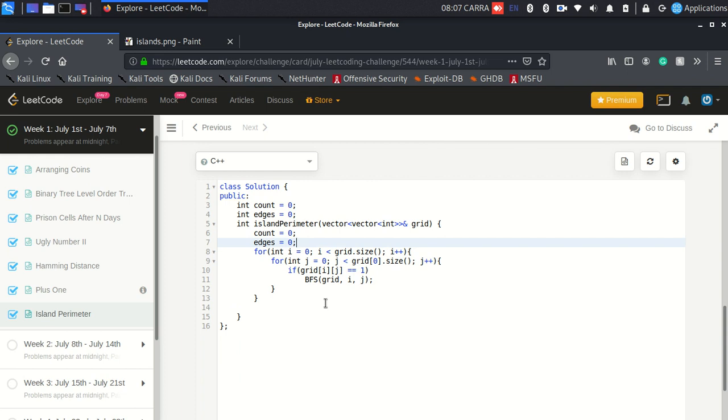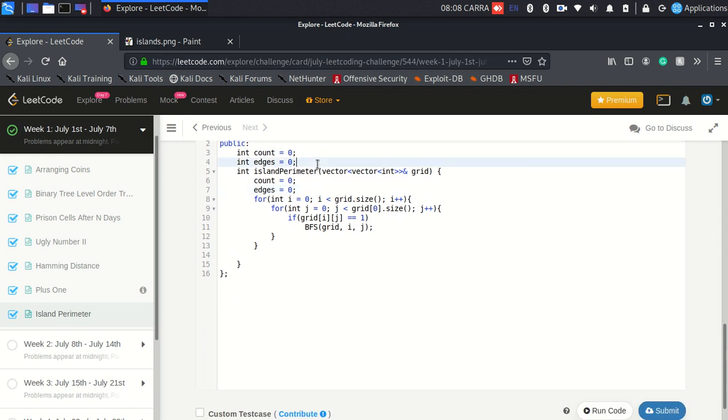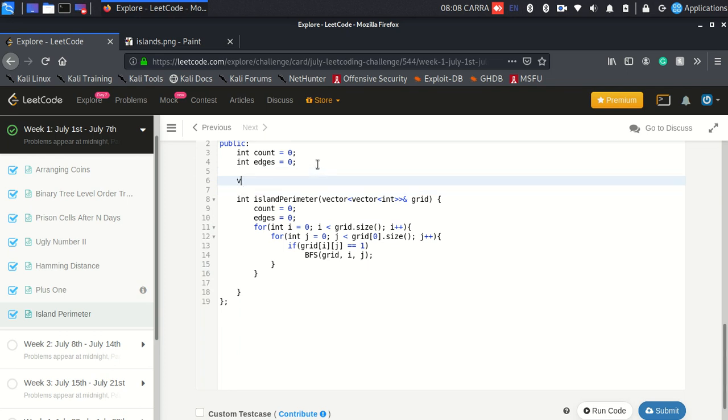I'll just straight away go and code the bfs function. I'll have a void bfs. The grid is nothing but a vector of vectors, so this would be grid. I'll have int i, and int j.